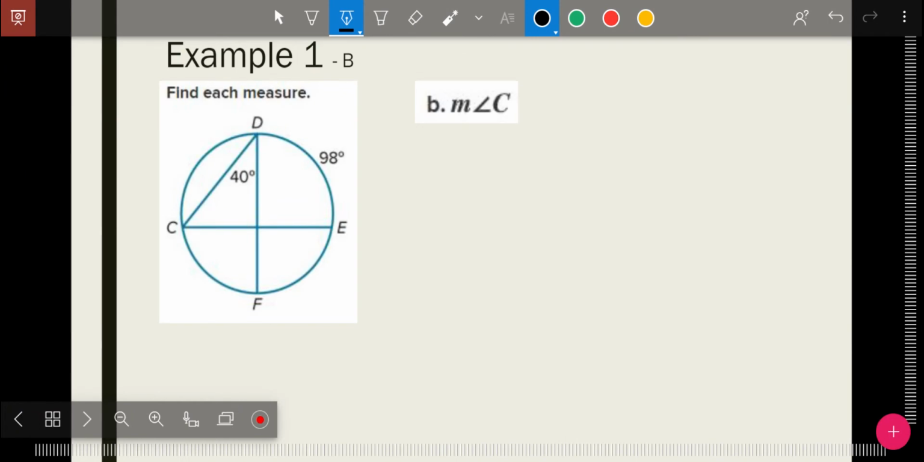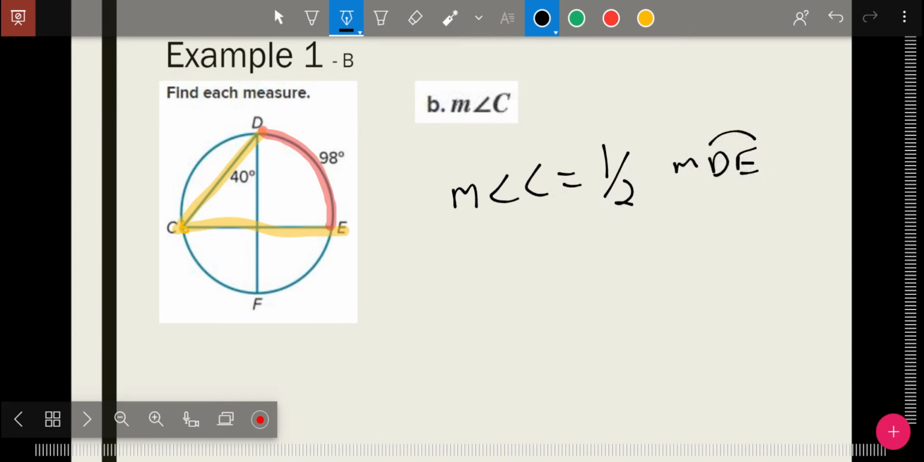This one wants me to find angle C. Where's angle C? Angle C is right here, which means this is my angle C, which means it's connected to this arc. And the measure of the angle is half the arc. And so it is 49 degrees.